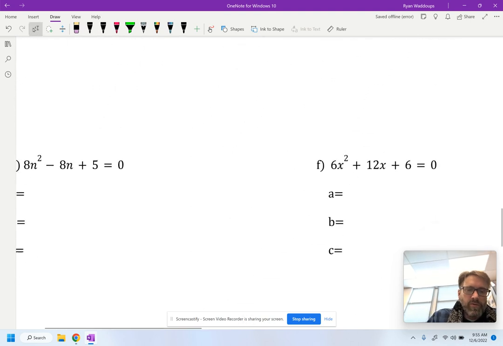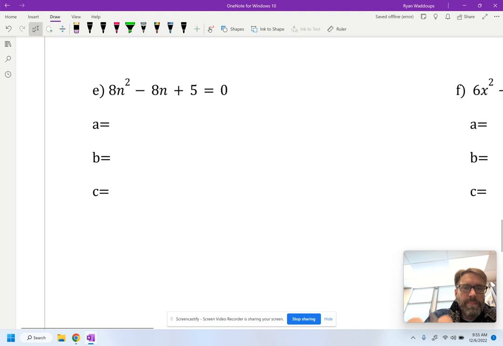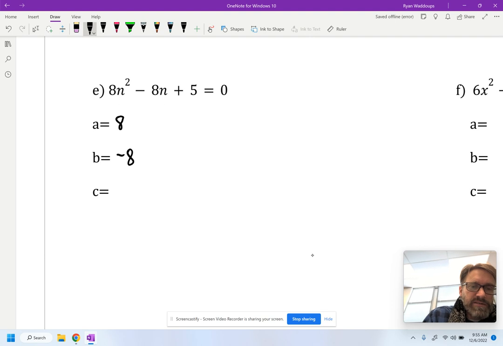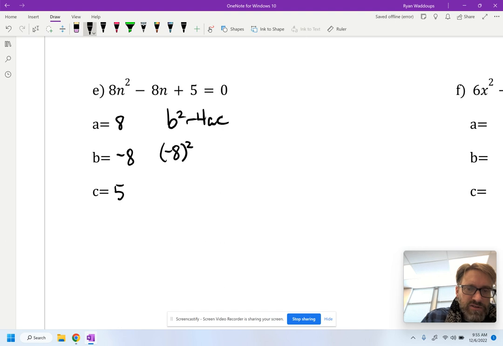All right, we're moving right along here. E. This one is in standard form. So we see that A is 8, B is negative 8, C is 5. So B squared minus 4AC. B is, as I said, negative 8 squared. Make sure you put that in parentheses. Minus 4 times A, which is 8, times C, which is 5.